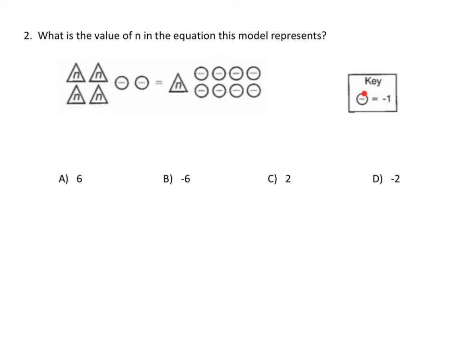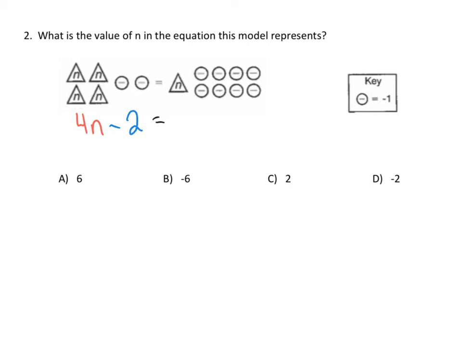Our key tells us that a circle with a negative symbol equals a negative 1. So let's count up and see what I have, and we can make our equation. We have 1, 2, 3, 4 n's. So this is going to be 4n. And I have 1, 2 negative 1's. So that would end up being minus 2.